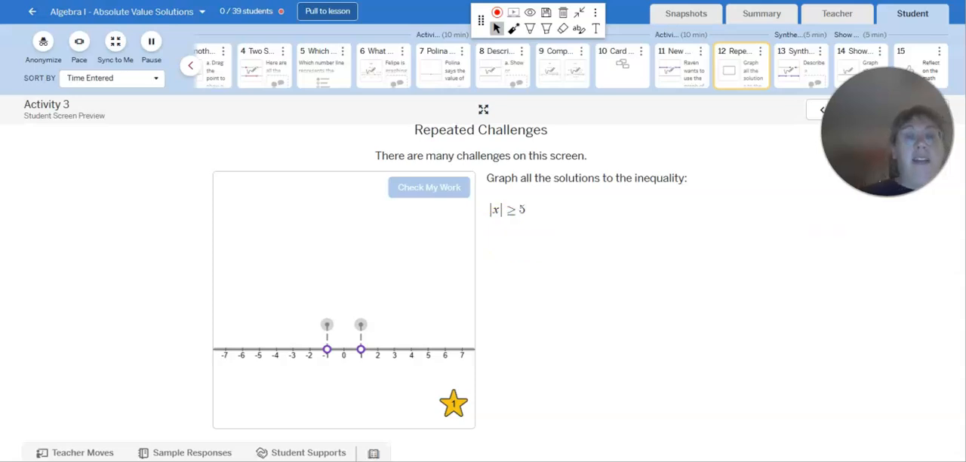The absolute value of x being greater than or equal to positive 5. So again, when we don't see a number in there, it's the distance from 0. So 5 away from 0 is positive 5, and in the other direction it'd be negative 5. It is or equal to, it has that line underneath, so we want to fill in those circles. And then if it's greater, if we're looking for distances that are even farther away, we are shading outside to the left and to the right.